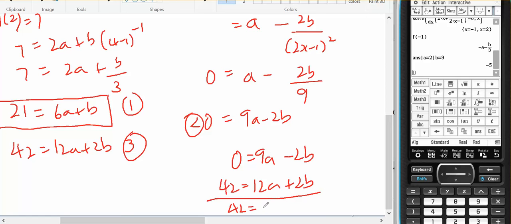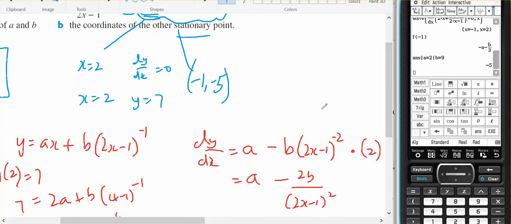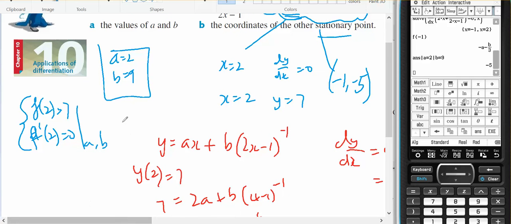42 equals 21a, therefore a equals 2. And I can sub that in here: 2b equals 9a, 2b equals 18, b equals 9. So a equals 2 and b equals 9. The same answers that I got over there on the calculator.